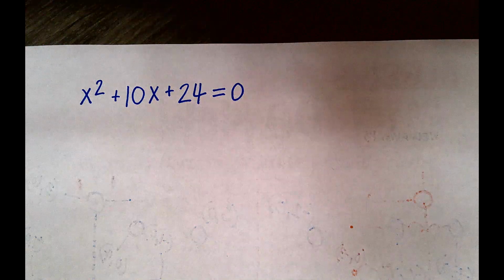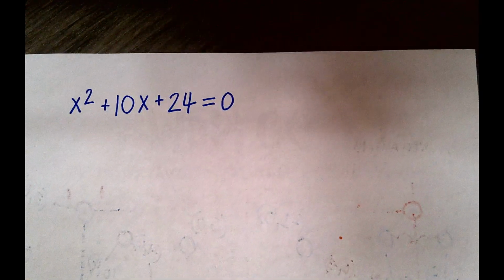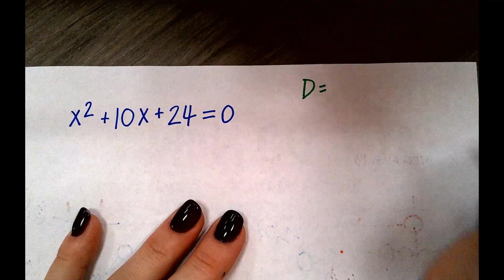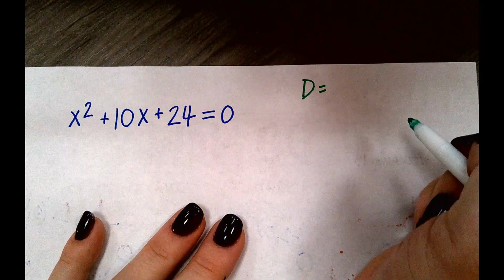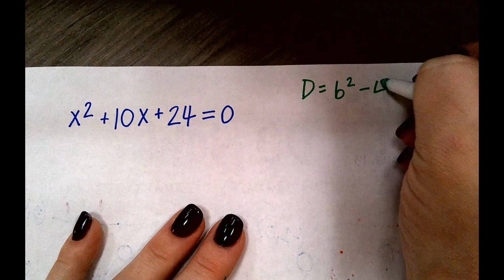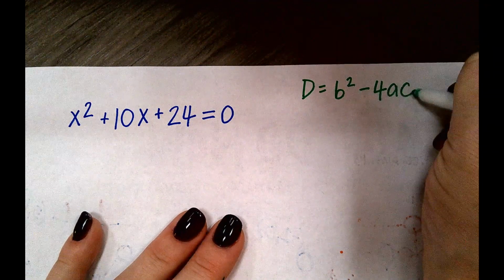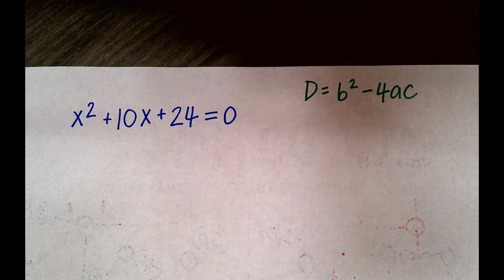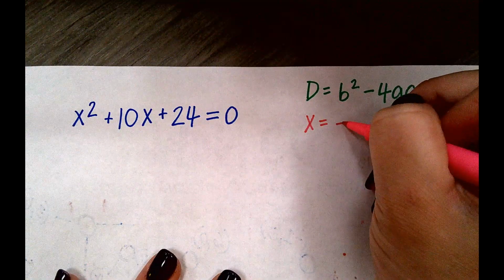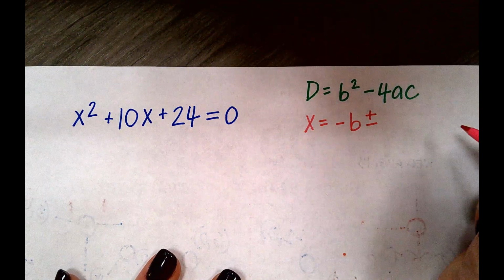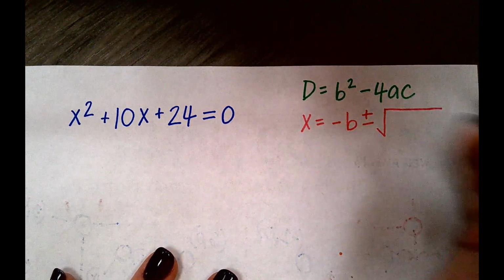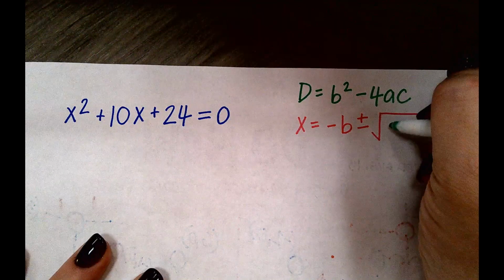Now, before we go through it, I like to write my formulas out to the side. So, what is the discriminant formula again? b squared minus 4 times a times c. Okay, perfect. And then my quadratic formula. x equals -b plus or minus square root of b squared minus 4ac, all over 2a.